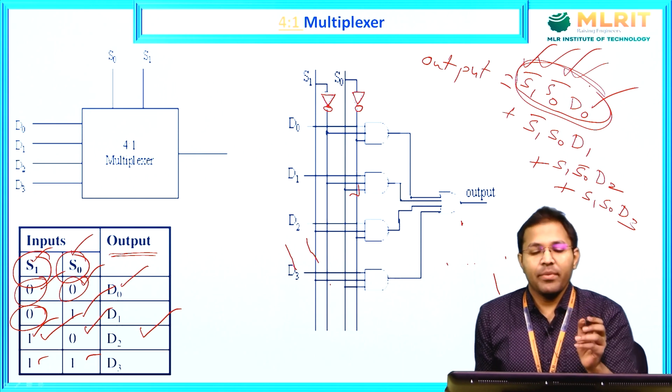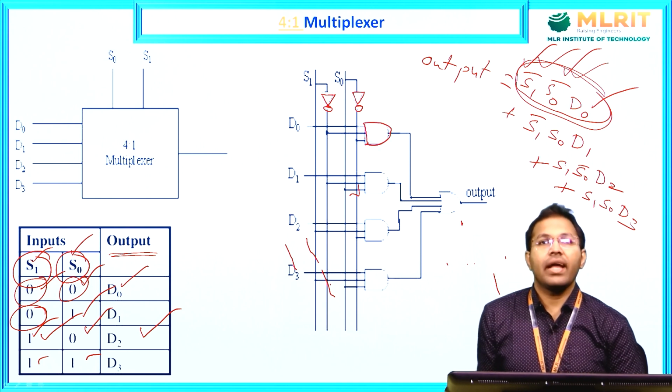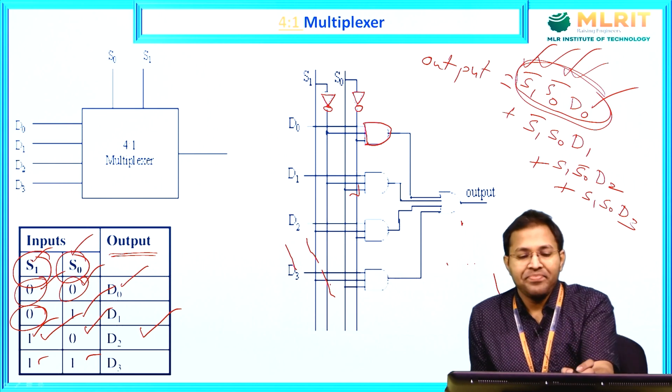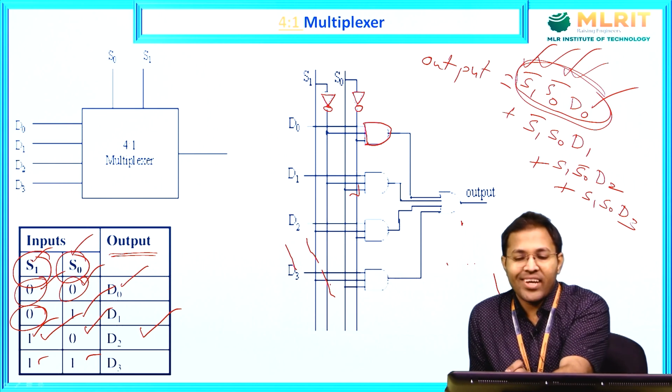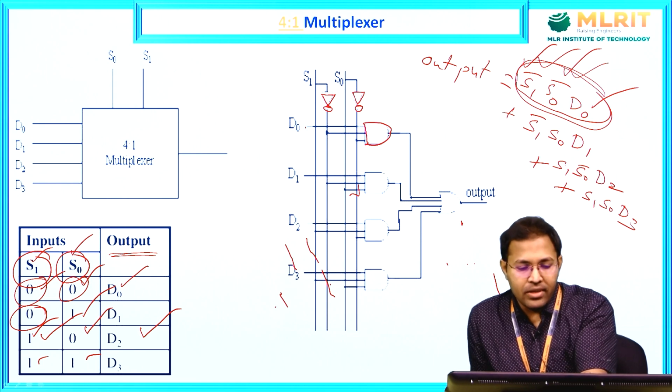So how to get the product? We have seen in the previous case, the AND gate is going to give us the product. So product of what? Product of S1 bar, S0 bar, D0. So D0, the first signal, we are giving here.